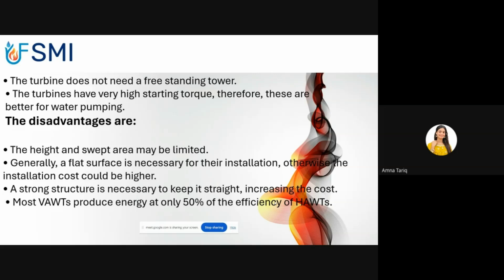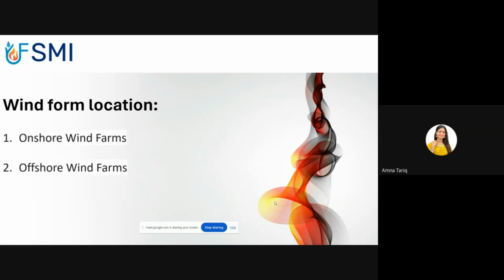Okay, next is wind farm location. Wind farm location is very important for the installation of wind turbines. A wind farm means the place where we install the wind power systems. So a wind farm is a group of wind turbines in the same location, and it is used for generation of a large amount of electricity.